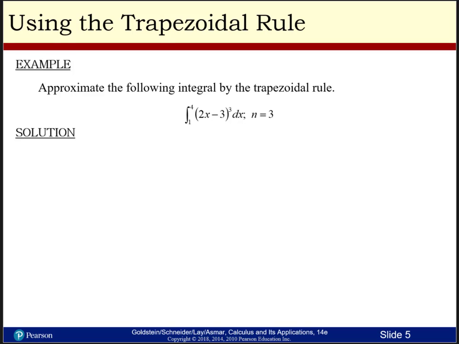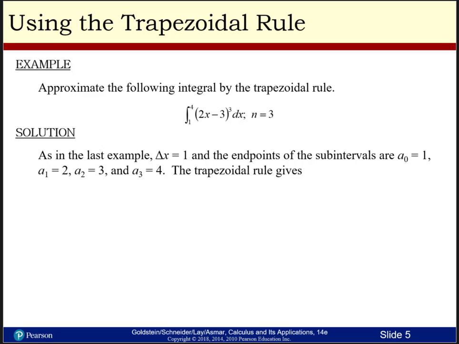So let's approximate the following integral by using the trapezoidal rule. I've got the integral from 1 to 4 of (2x minus 3) cubed dx. We're going to break it into 3 trapezoids. Just like last time, we saw that they are 1 unit apart. So the endpoints of the subintervals are a naught is 1, a1 is 2, a2 is 3, and a3 is 4. I usually draw these out for myself whenever I am solving them by hand. So here we go, just plugging it into the trapezoidal rule. We get this area is 90.